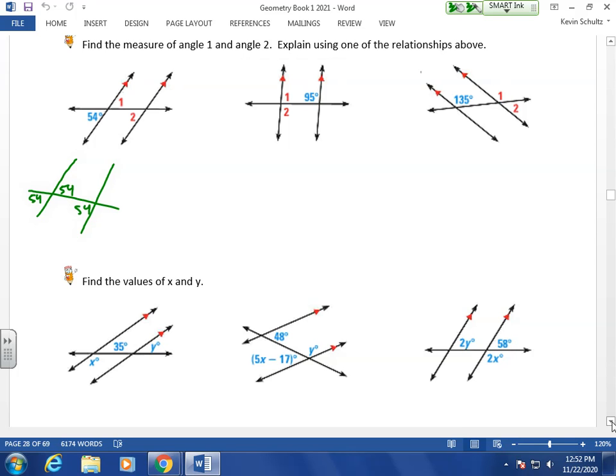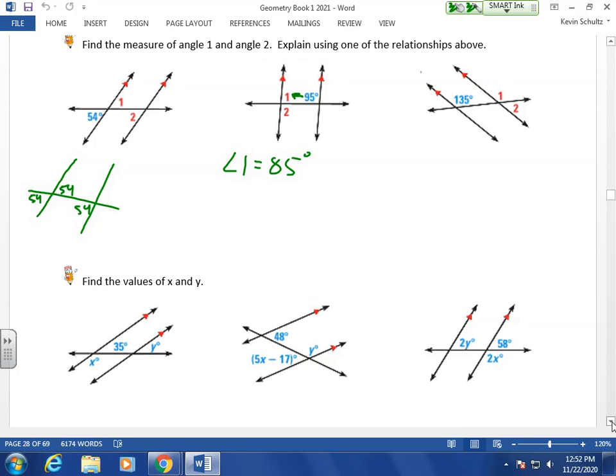Second one, take a look at this one. We've got parallel lines, with a transversal intersecting. The given angle is 95 degrees. We could start with angle 1 or angle 2 again. If you wanted to get angle 1 first, it's on the same side of the transversal, in between our intersected lines, so that's going to be consecutive interior, meaning that 95 and angle 1 are supplementary. Angle 1 would equal 85.